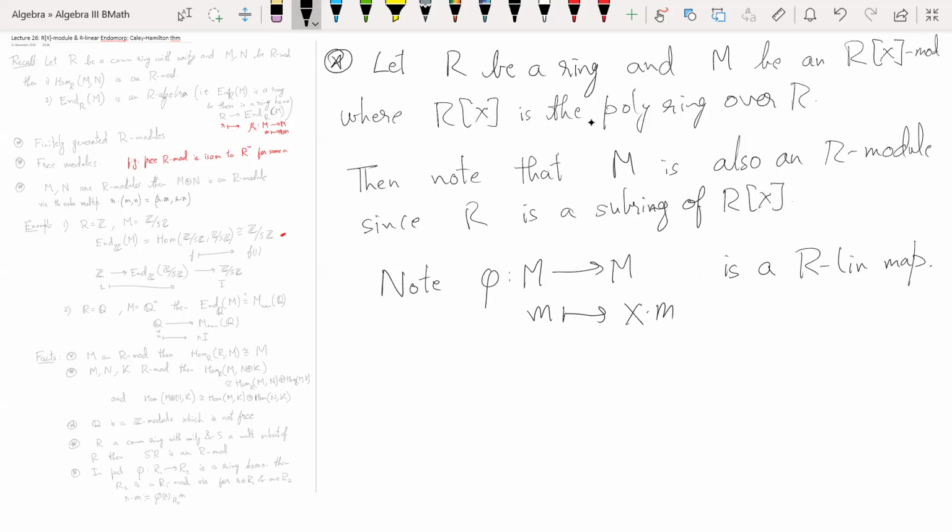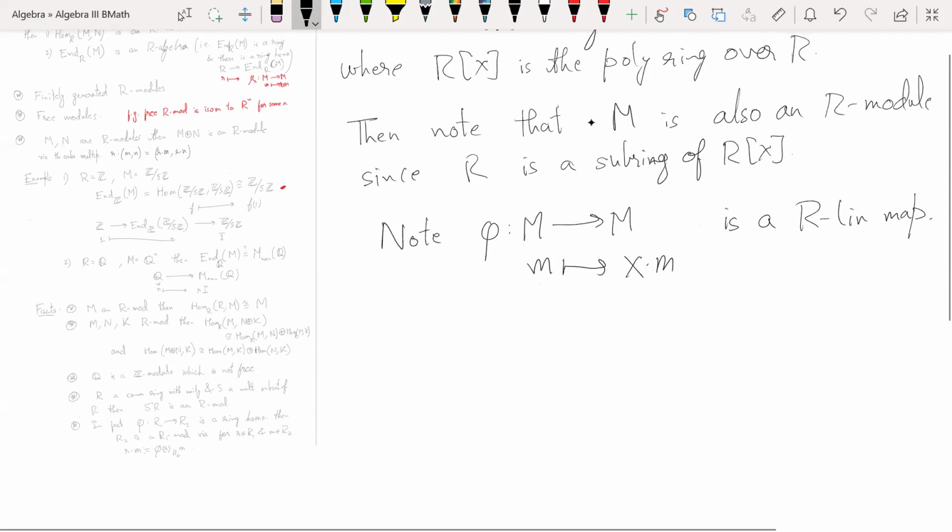So from this R[x] module M, we got two pieces of data: one is that M is an R module, and another is a linear map from M to M, the action of X. Now what I want to assert is that this data is enough to recover the R[x] module structure on M. That means given an R module M and a linear map phi from M to M, it will give me an R[x] module structure, and the two processes are reversible.